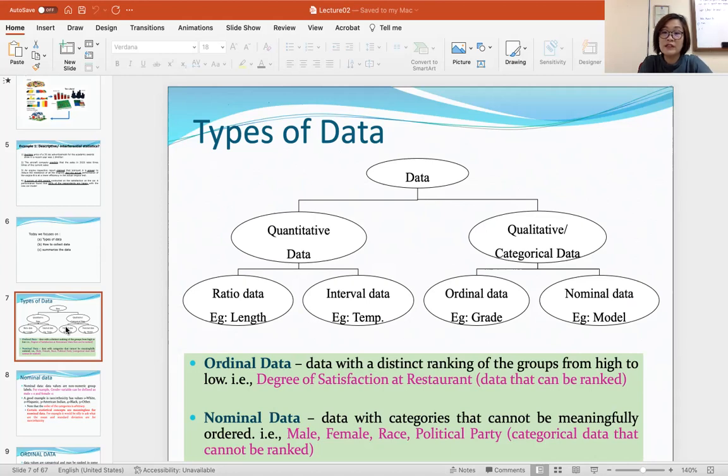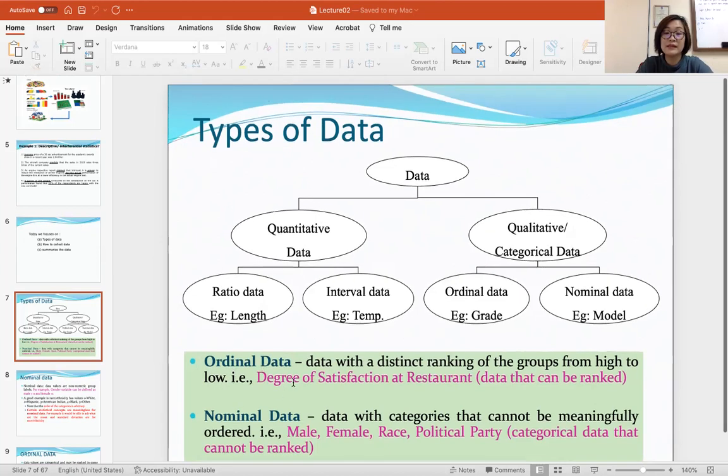Qualitative can be divided into ordinal data and nominal data. Ordinal data you still can convert into some useful data, while nominal data you can't rank, okay? For example, ordinal data is the degree of satisfaction in a restaurant. You can give 1 to 10. 10 is the best, with fantastic taste. 0 is poor, with poor hygiene and tasteless food. Nominal is male and female. How can you rank them, which one first? So those are nominal, okay?